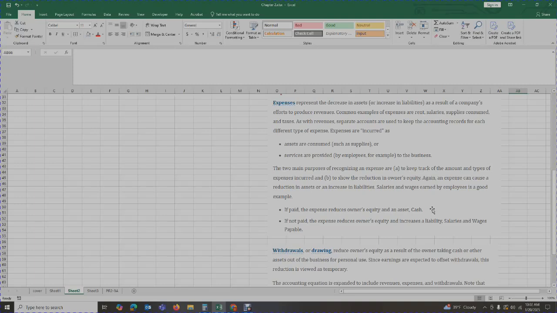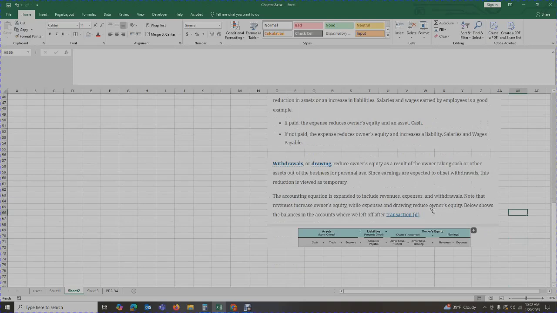Okay, so the two main purposes of recognizing an expense is to keep track of the amount and type of expenses incurred and to show the reduction in owner's equity. Okay, so last but not least, we've got the withdrawals or the drawing. These reduce owner's equity as a result of the owner taking cash or other assets out of the business for personal use. So if you have a business owner and he's withdrawing money from the business, that is known as a withdrawal. Okay, so those are some additional categories.